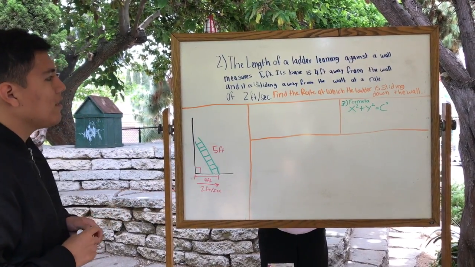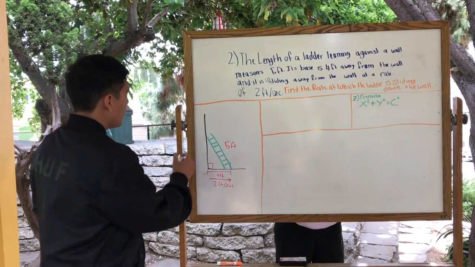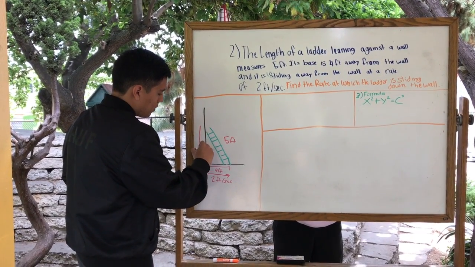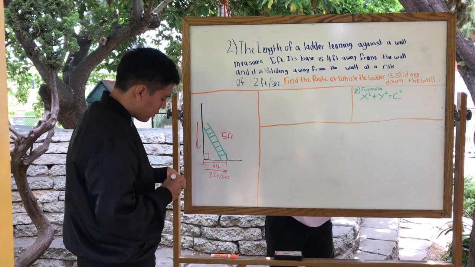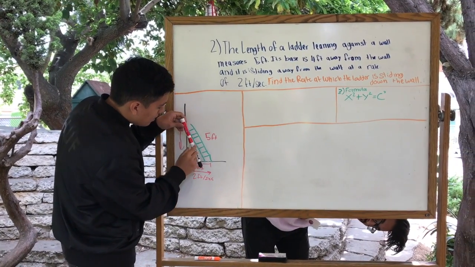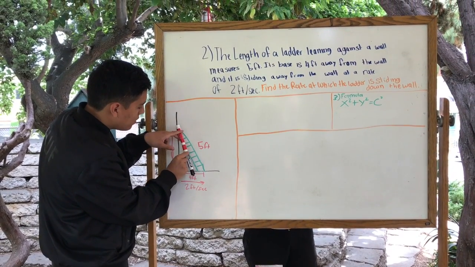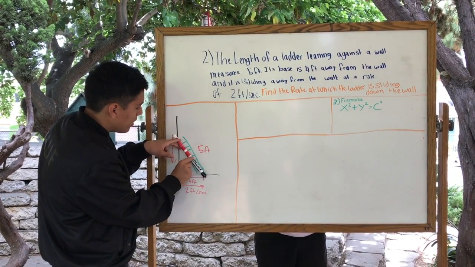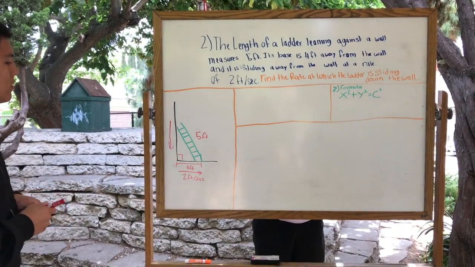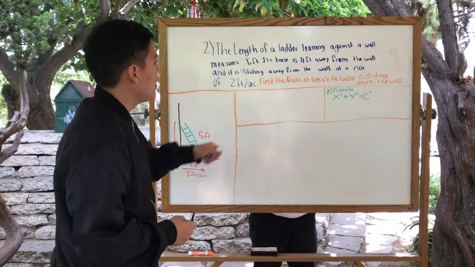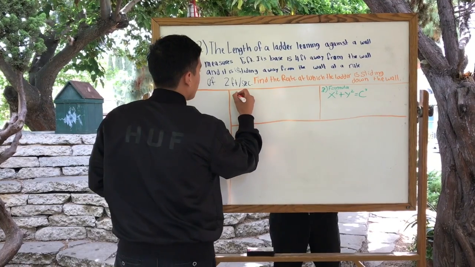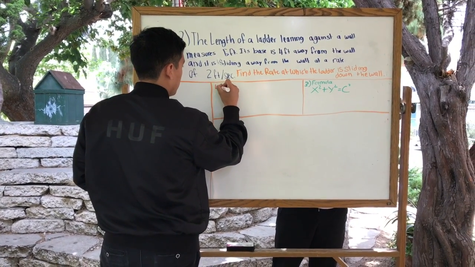Find the rate at which the ladder is sliding down the wall. So we're trying to find this rate. I'll show you. As the ladder is sliding this way, at the same time, this part of the ladder is going down. See that? How it's going down? Alright, so what are our knowns? These are our knowns here, but I'm going to write them right here. So we know that the ladder is 5 feet.